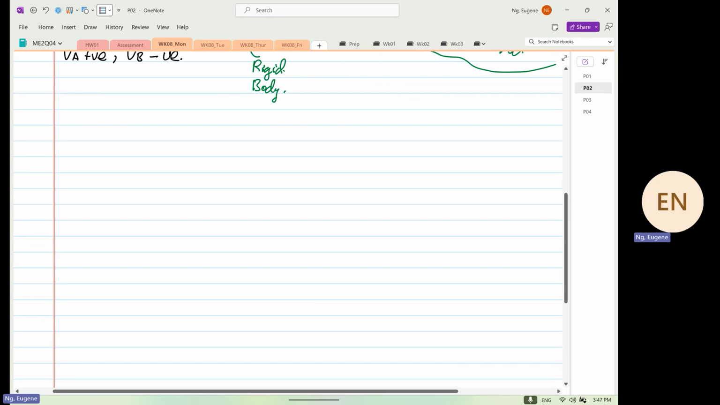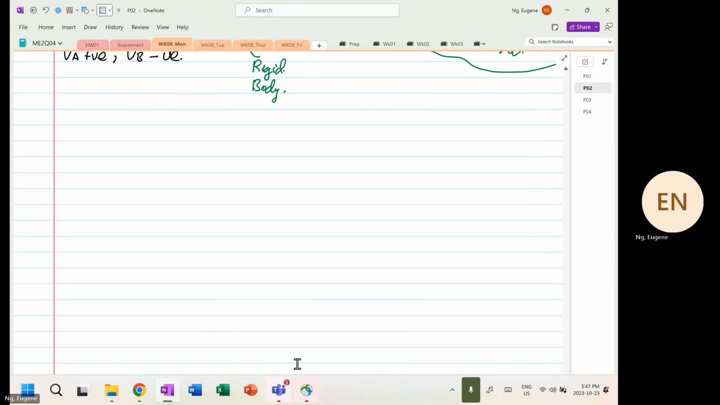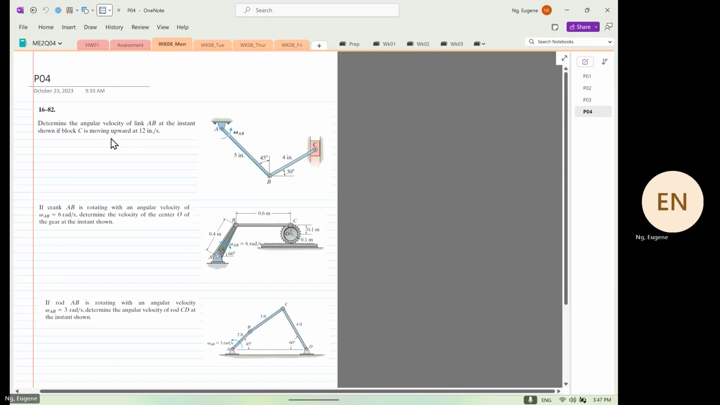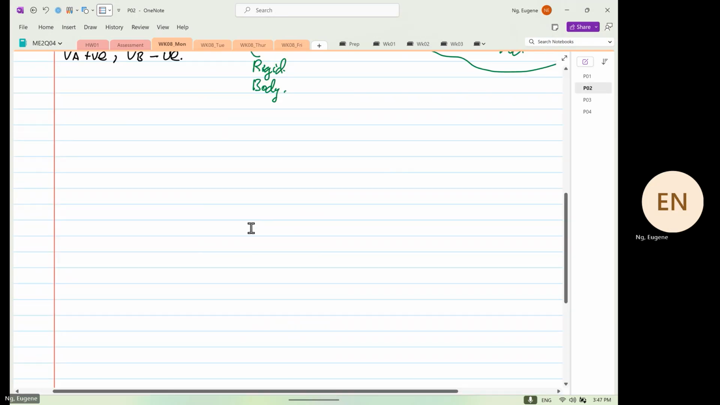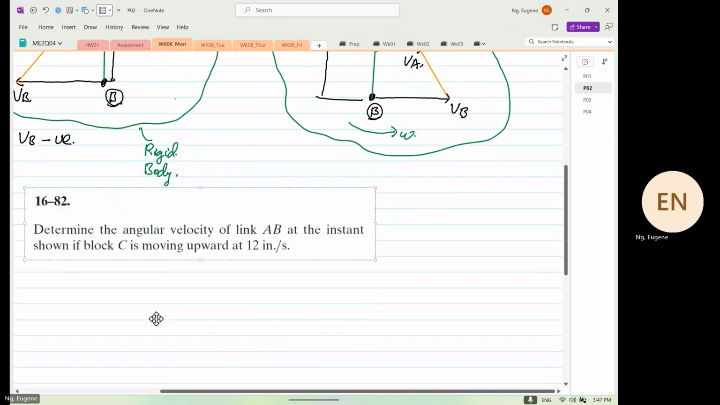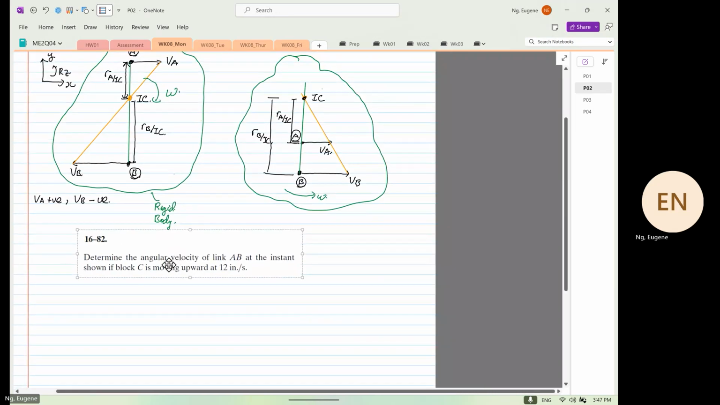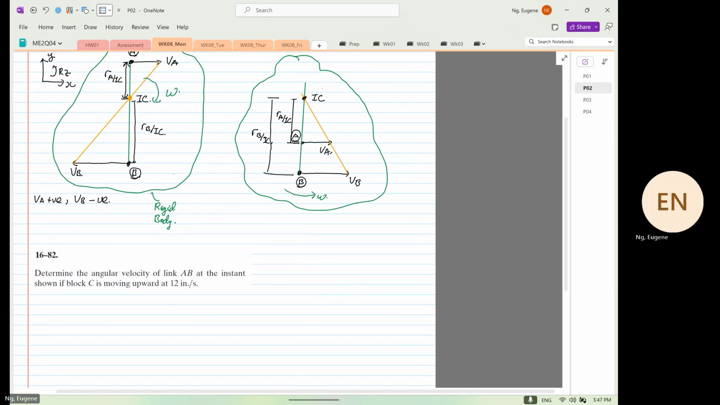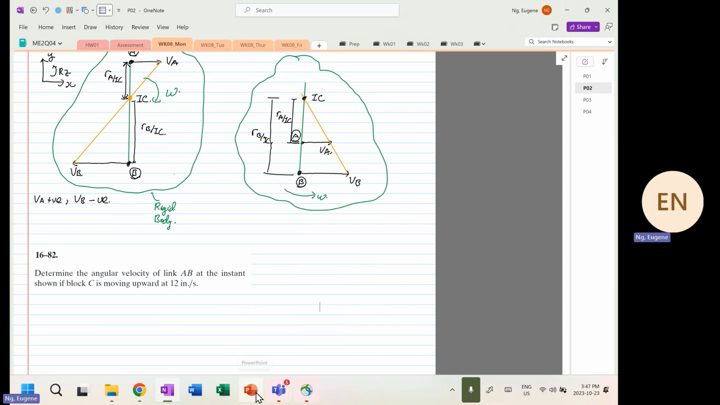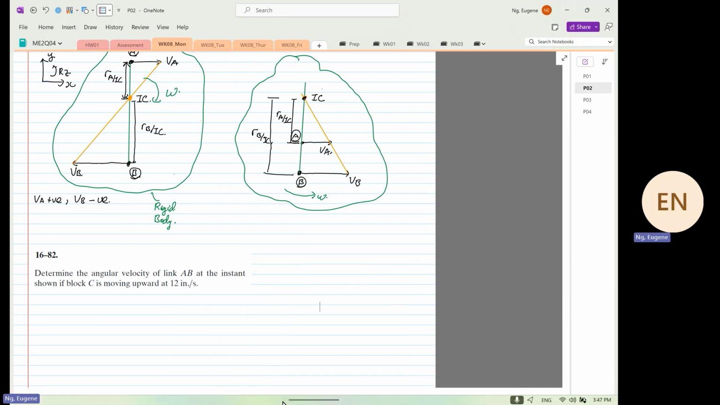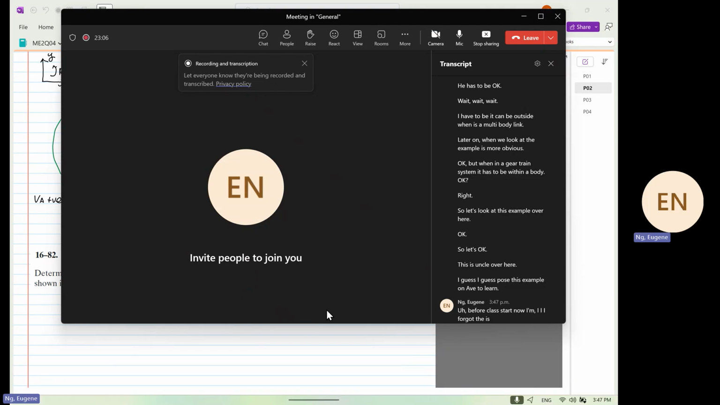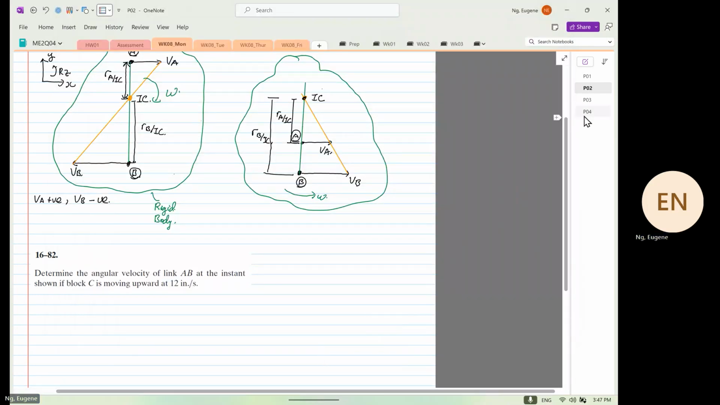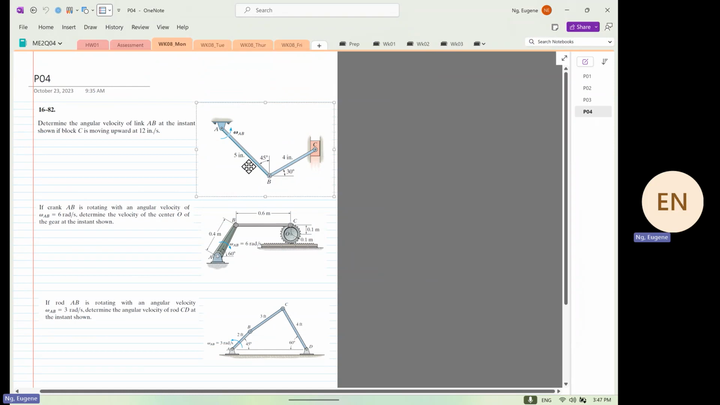Right. So let's look at this example over here. I just posted this example on Avenue to Learn before class started. Now I forgot. Did I start recording? I did. Okay, so let's look at this first example.